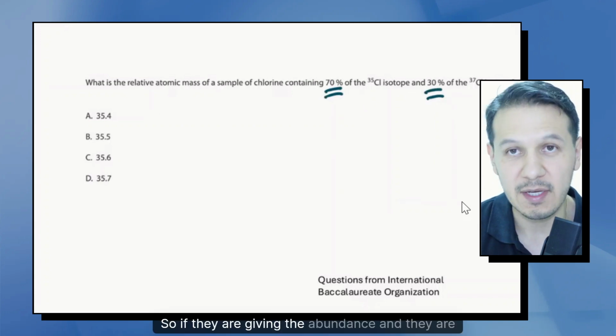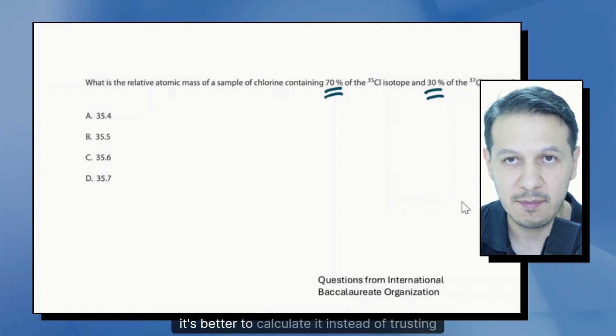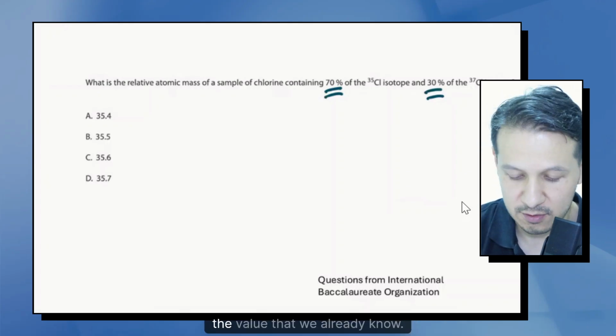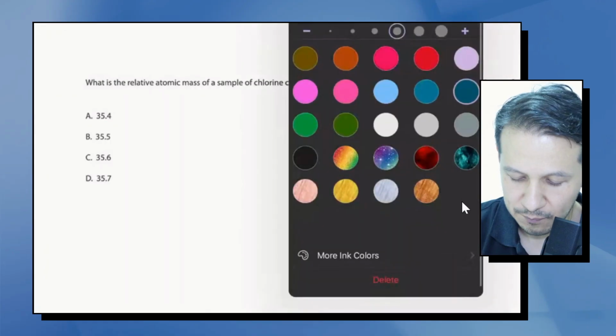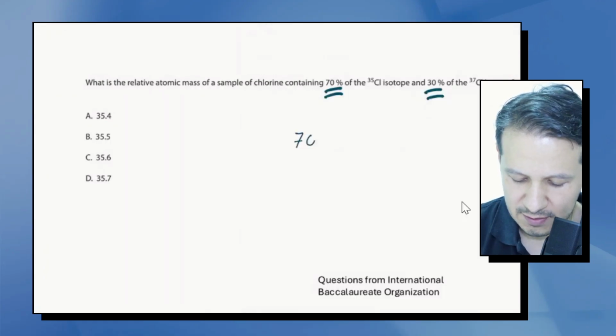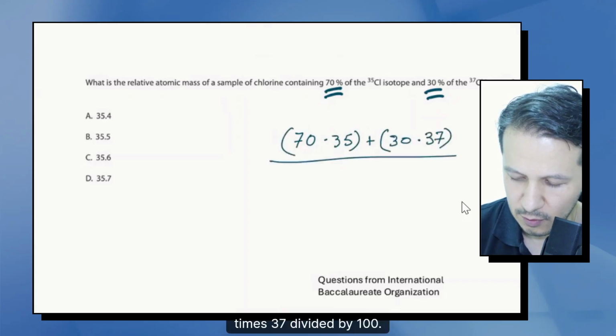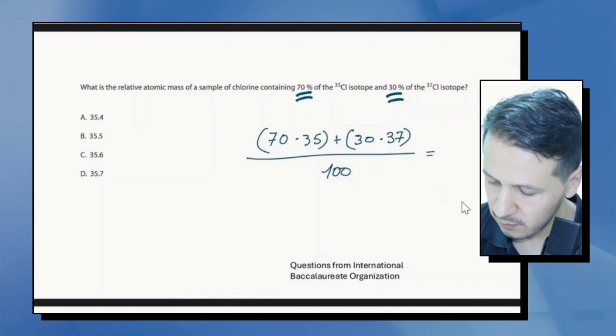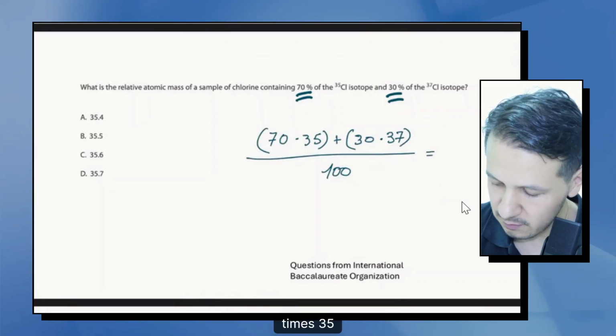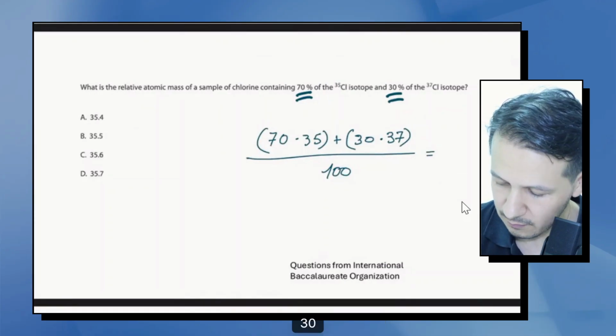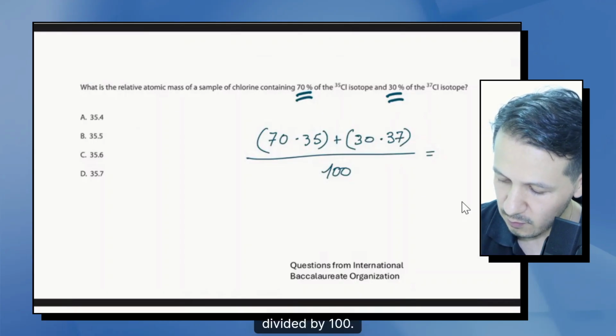So if they are giving the abundance and they are giving the mass, it's better to calculate it instead of trusting the value that we already know. So here we have 70% times 35 plus 30 times 37 divided by 100. Let's use our calculator. So 70 times 35 plus 30 times 37 divided by 100.